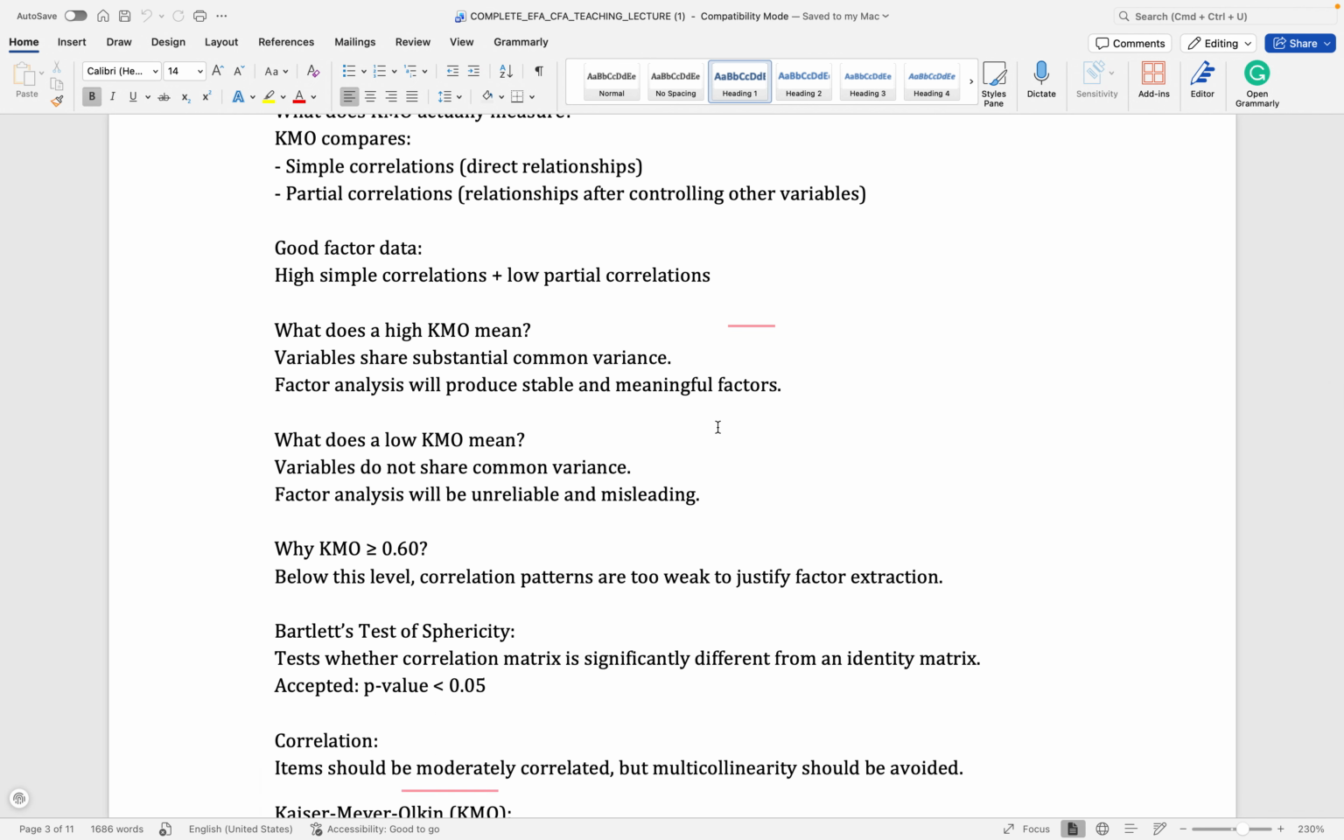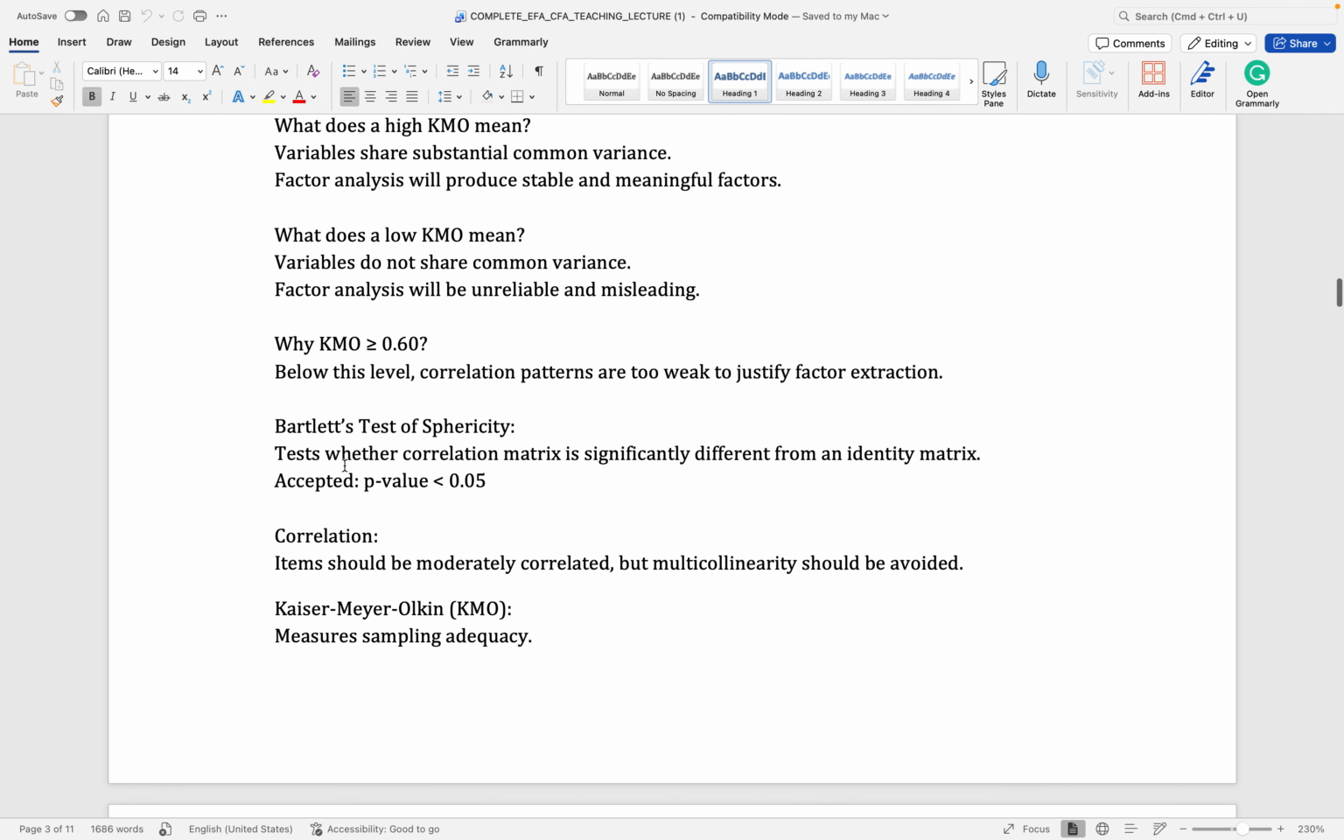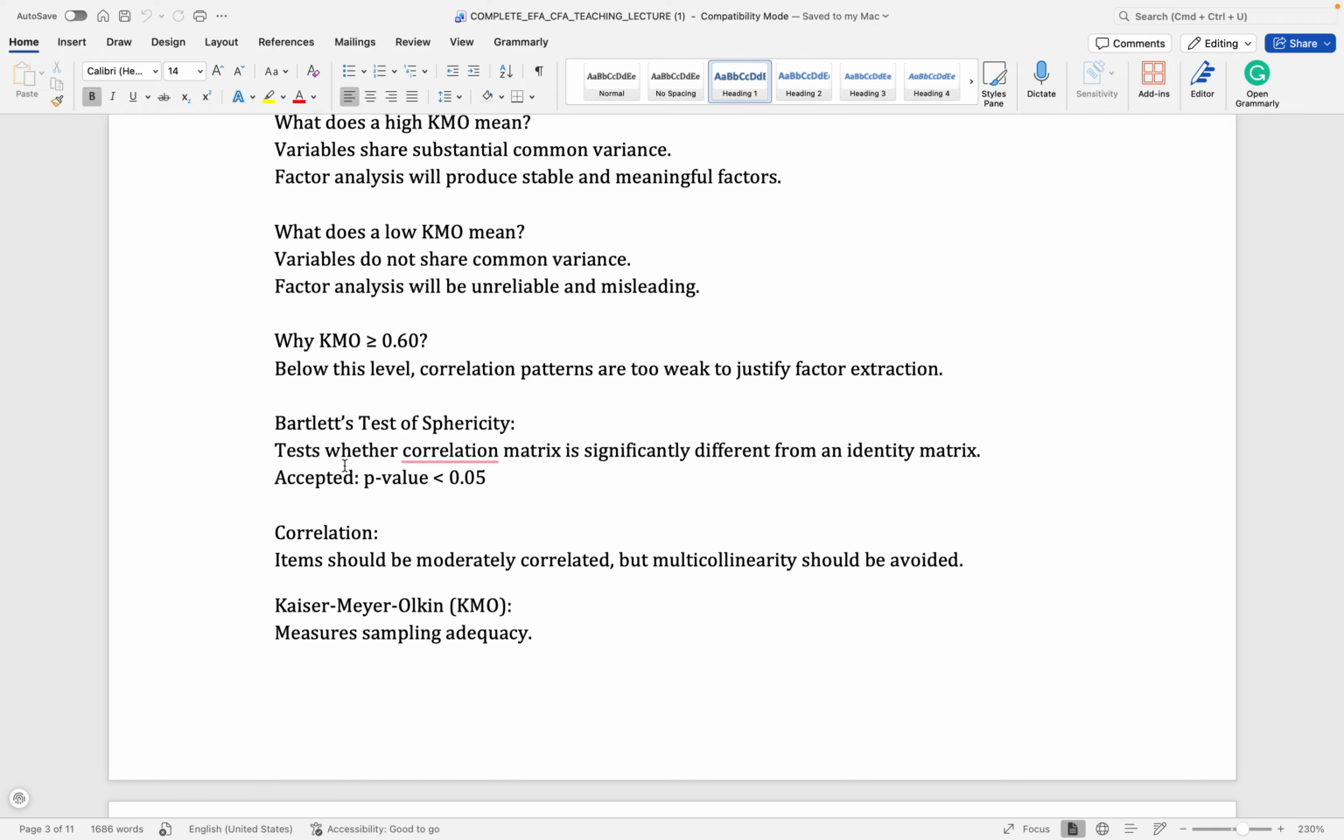What does a high KMO mean? Variables share substantial common variance. Factor analysis will produce stable and meaningful factors. What does a low KMO mean? Variables do not share common variance. Factor analysis will be unreliable and misleading. So KMO should be greater than 0.60. If the KMO is less than 0.60, it means our data is not adequate to run the factor analysis. Below this level, correlation patterns are too weak to justify factor extraction.